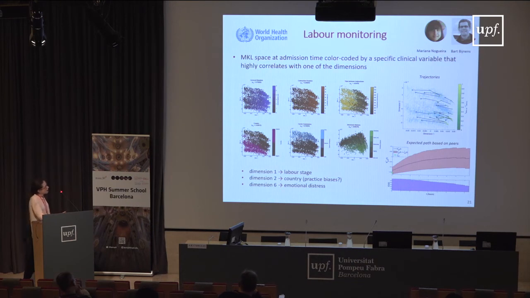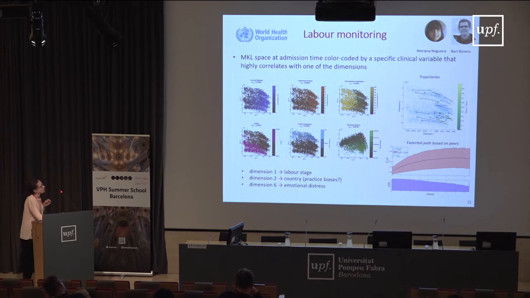Okay, we can see this because, for example, here it's colored by cervical dilation, and this one by contraction duration. And we can see how the cervical dilation increases towards the right, and the contraction duration also increases towards the right. And the time between contractions, on the other hand, decreases towards the right. Okay?